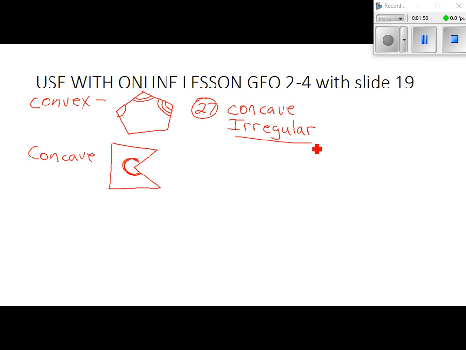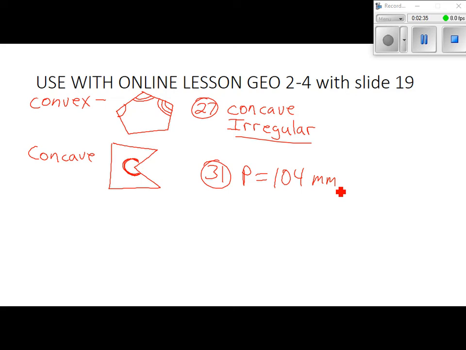Thirty-one. Says, find the length of each side of the polygon for the given perimeter. So they tell us the perimeter of this is 104 millimeters. Is that right? And how many sides does that shape have? 8. So what kind of shape is it? Octagon.